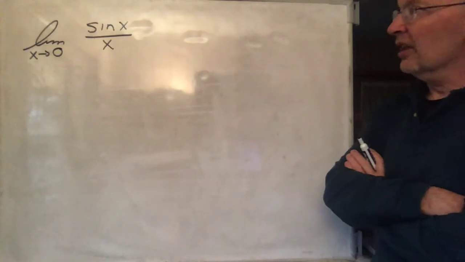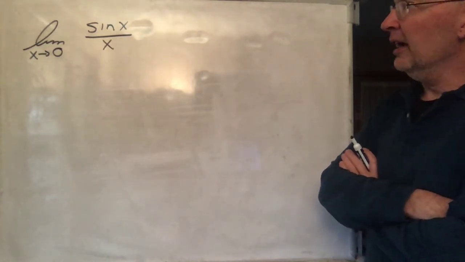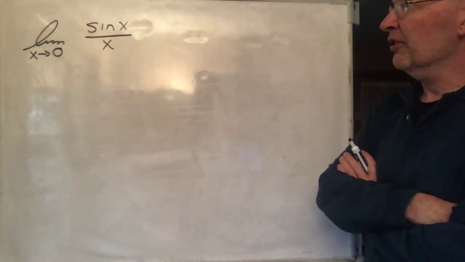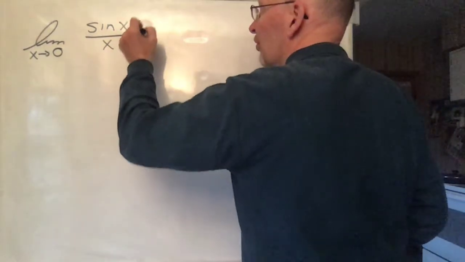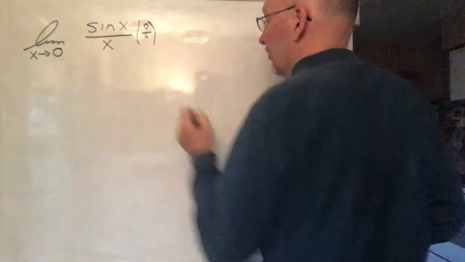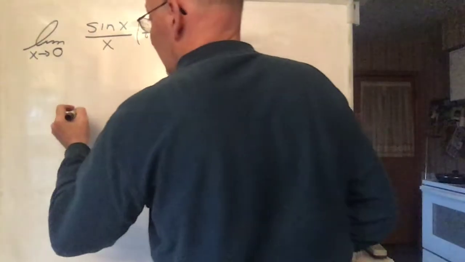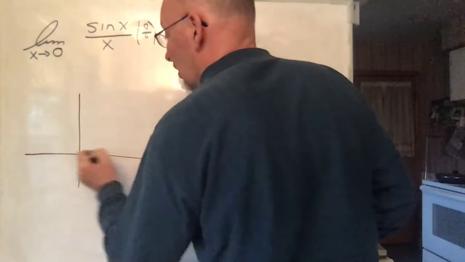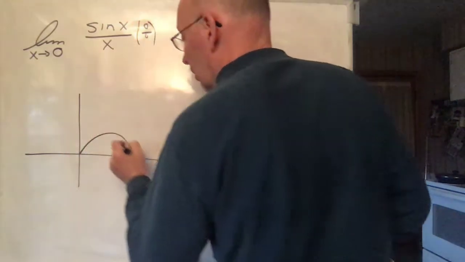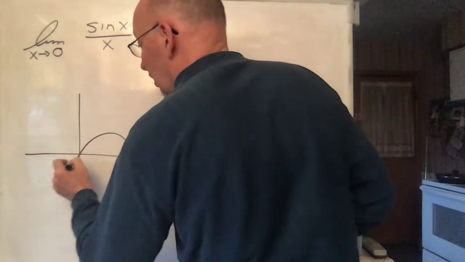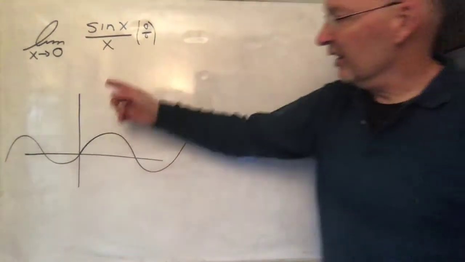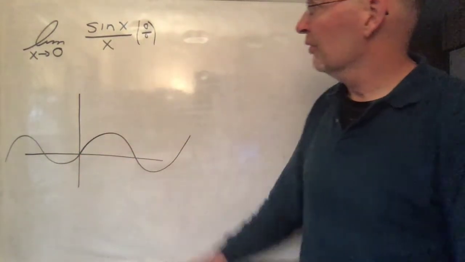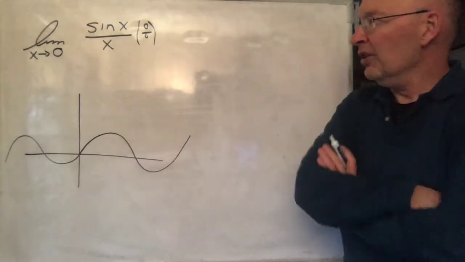Notice as x goes to 0, the sine of x will go to 0, and of course the denominator x will go to 0. So you have two things that are both going to 0. Just to remind you, the sine function looks something like this. Roughly. And so as x approaches 0, the sine of x approaches 0. So what's that limit equal to?